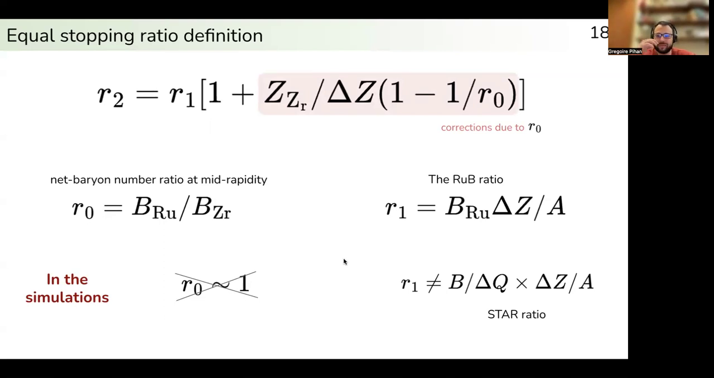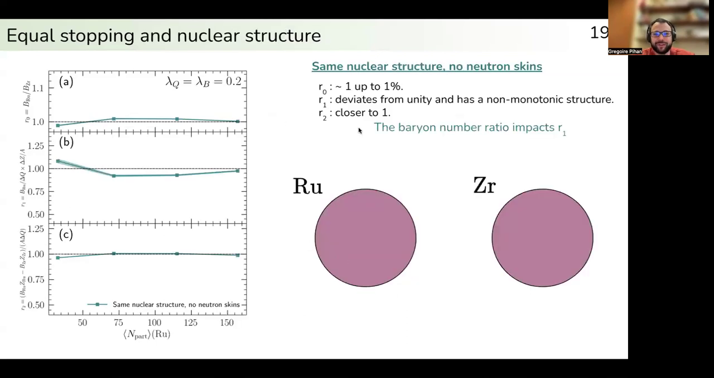Now I want to take some time to disentangle all the contributions and understand what is going on. These are the first results that I showed you. This is at the initial stage, just for the 3D MC Glauber model. I show R0, the ratio between the baryon number for the two systems, R1, which is closer to the STAR ratio, and R2, which is the exact charge conservation at midrapidity, as a function of N part ruthenium. This is for the situation where ruthenium and zirconium are considered to have the same nuclear structure, so protons and neutrons are evenly distributed inside a sphere. What we observe is that this ratio is close to 1, but it's not absolutely 1.